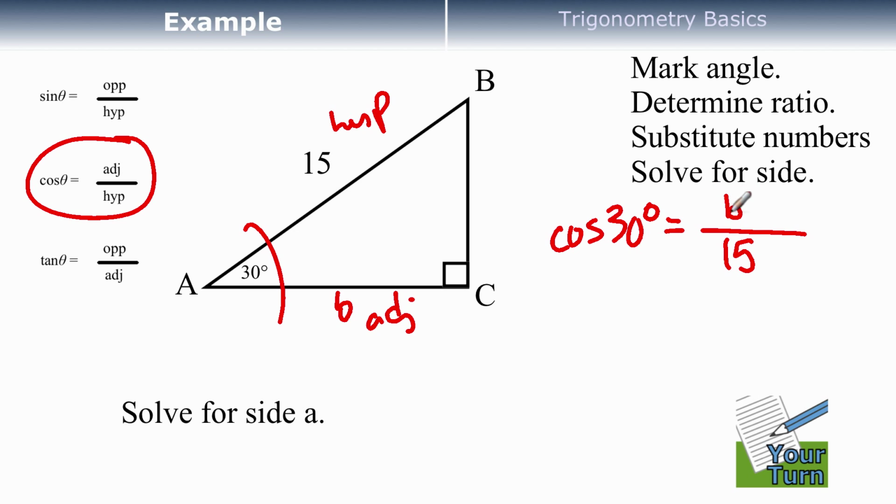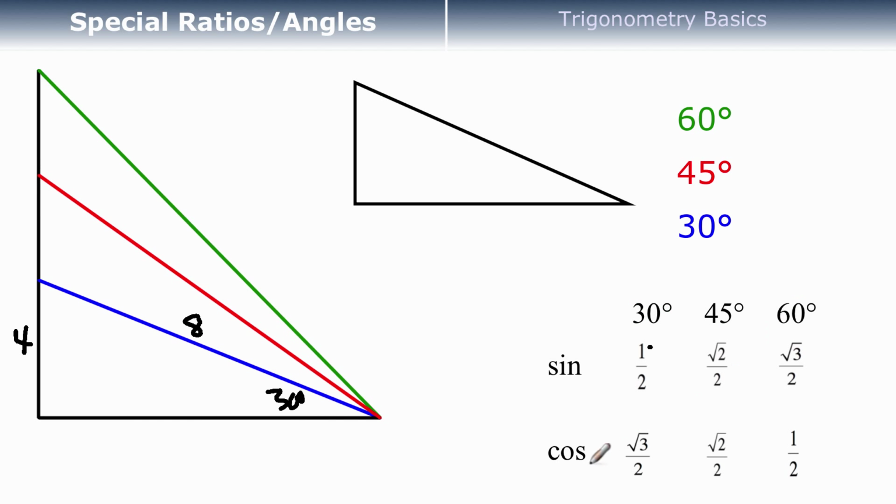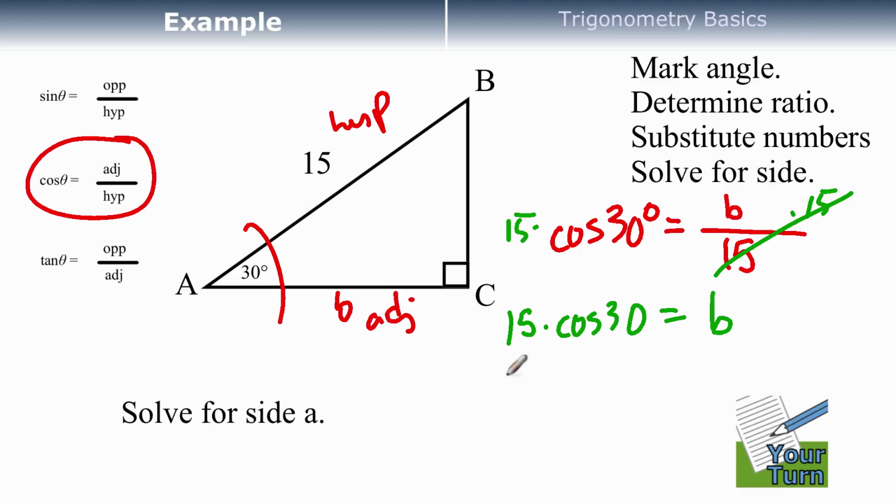Okay, to solve for B, I need to get rid of this 15. So in this case, I'm going to times this side by 15 and times that side by 15. These cancel, so I have 15 times the cos of 30 is equal to B. Now, cos of 30 is actually on that chart that I had a bit ago, right there. Cos of 30, the exact ratio for that is root 3 over 2. So if I wanted to, I could just go 15 times the cos 30, which is root 3 over 2.